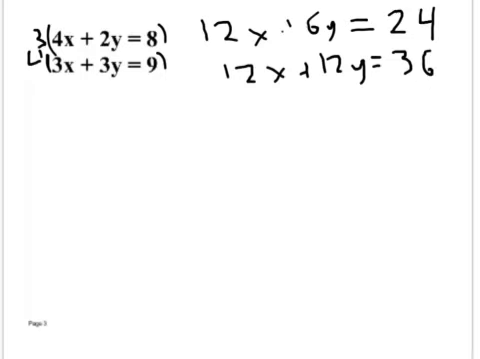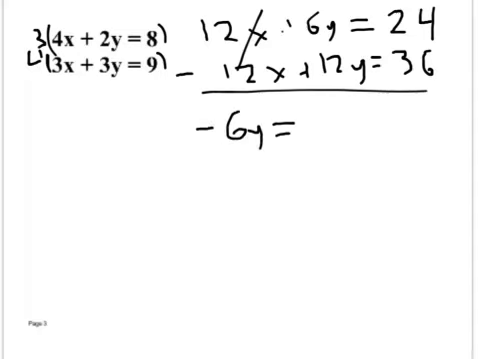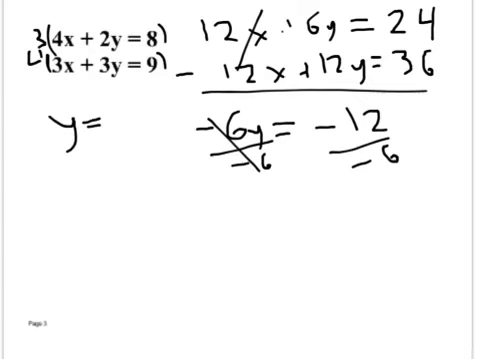36. Now I'm subtracting them, so it's the same thing as timesing by -4. 12 minus 12 cancels out. We got rid of the x like what Cameron wanted to do. 6 minus 12, -6y. 24 minus 36, -12, so we divide by -6. Y is 2.